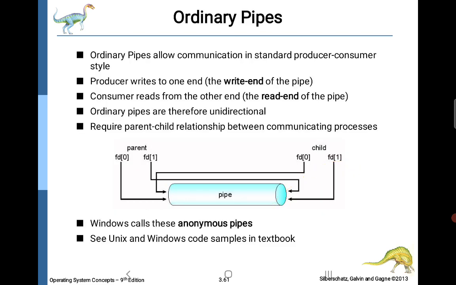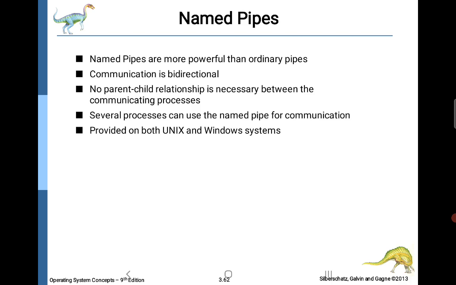So an ordinary pipe allows communication between a parent and a child. There will be a write end and a read end. One is writing and the other is reading. Ordinary pipes are unidirectional: only one can write and only one can read. Named pipes, on the other hand, are more powerful and can be used across a network. They don't need the child and parent relationship. They can be bidirectional, they can be unidirectional, they can be full duplex, and they can be half duplex.